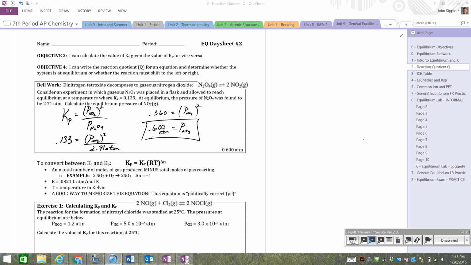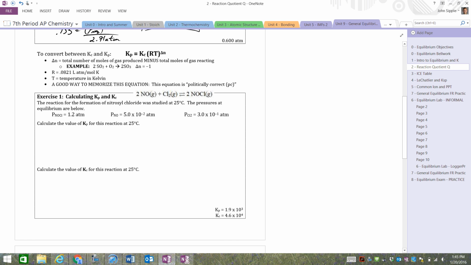All right, so we're going to look at converting between Kc and Kp. This is the politically correct equation, I like to call it at least, because P always goes before C there, so PC, politically correct. It's not on your yellow sheet, so it's not a super important equation, but you might see it on UT homework or things of that nature. They pop up every once in a while, but it's nothing major by any means.